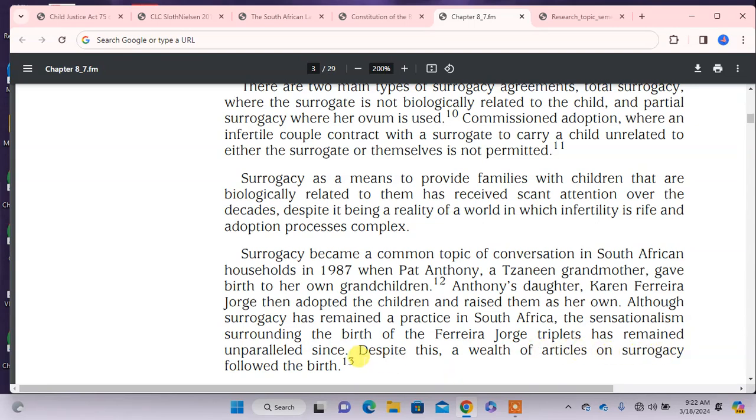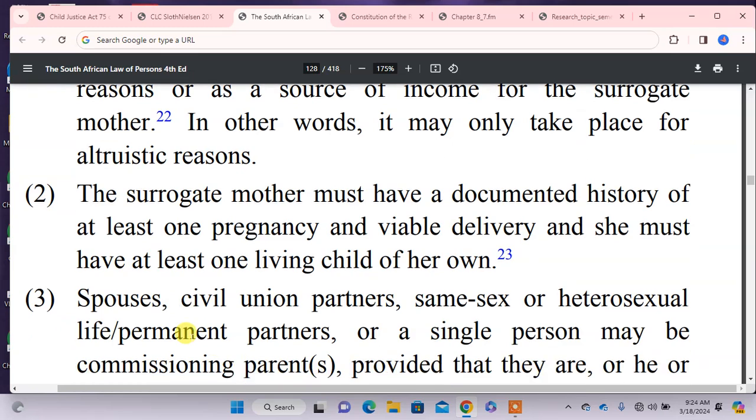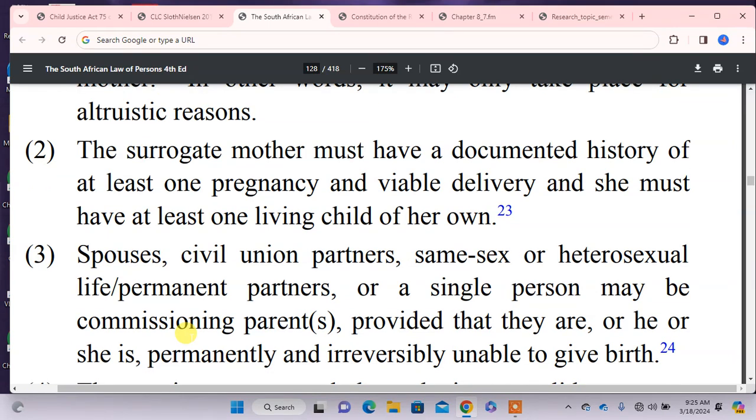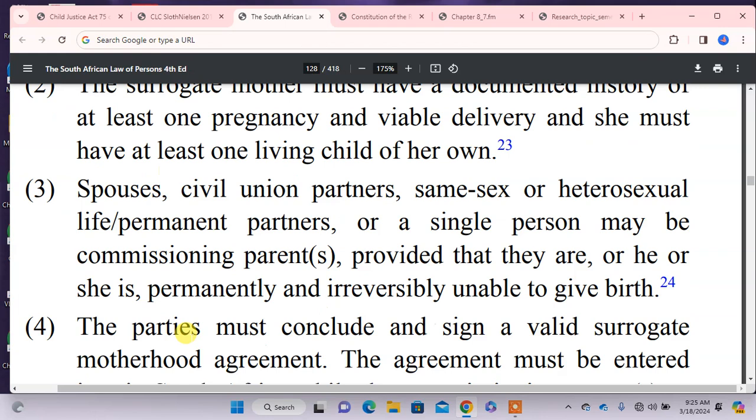Another document stated very clearly that surrogate motherhood may not take place for commercial reasons as a source of income. The surrogate mother must have a documented history of at least one pregnancy. Spouses, civil union partners, same-sex or heterosexual life partners, permanent partners, or a single person may be a commissioning parent, provided that they, or he or she, are permanently or irreversibly unable to give birth. The parties must conclude and sign a valid surrogate motherhood agreement.